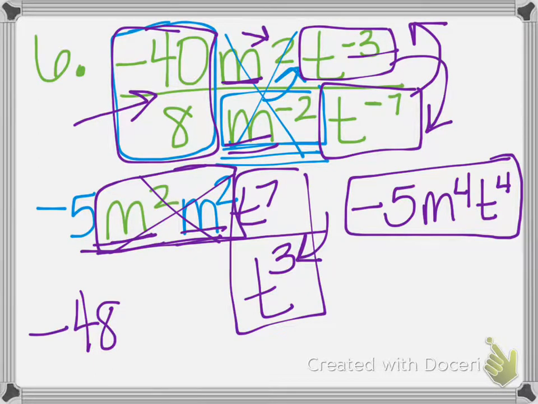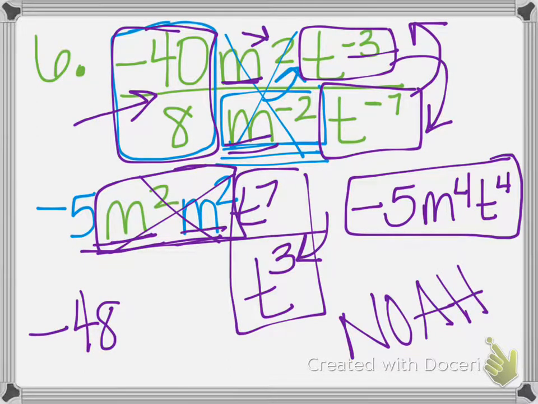All right, so we've worked our way through number 5 and number 6. Your keyword for number 6 is Noah. And now we're going to look at number 7.